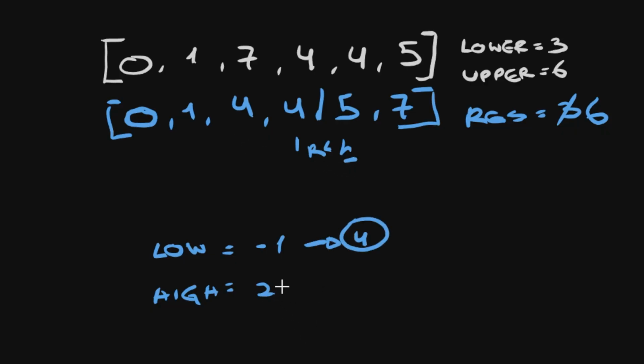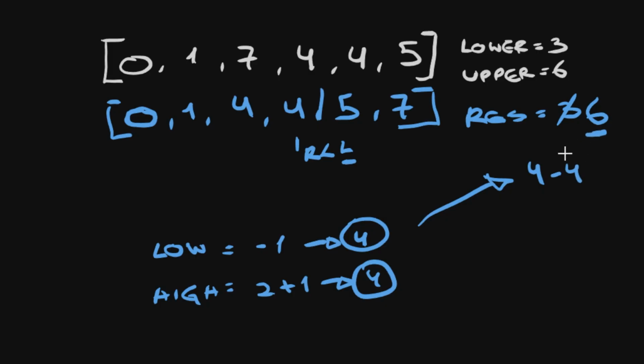And now we do binary search with 2 plus 1. Once again, left is here, right is here, and mid is here. 5 is greater than 3, so we move right pointer over here. And now right is smaller than left, so we return the left index, which is also a 4. And we add to the result 4 minus 4, so this is still a 6.